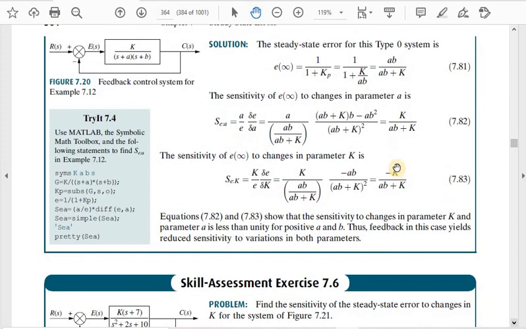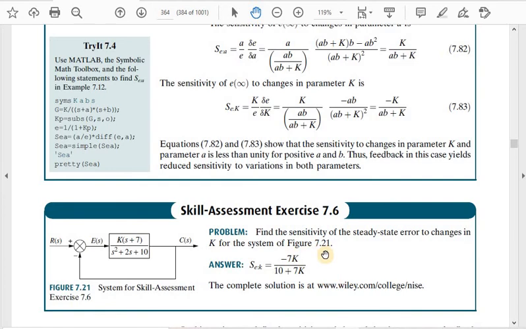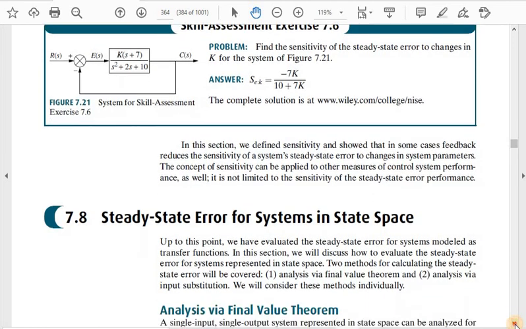Now this I will leave for you, you have to do it yourself. Just pause the video and solve this example. After this, also do this skill assessment exercise, so that you understand what is meant by sensitivity.